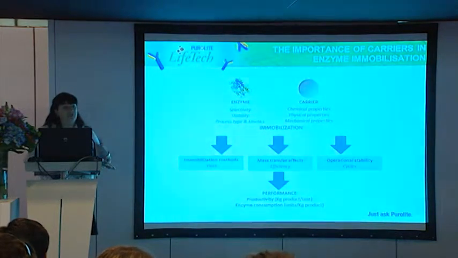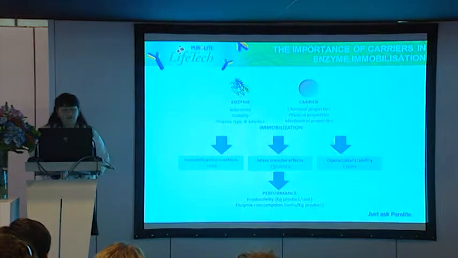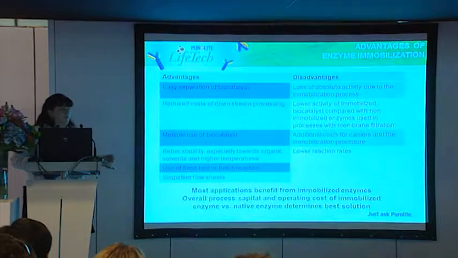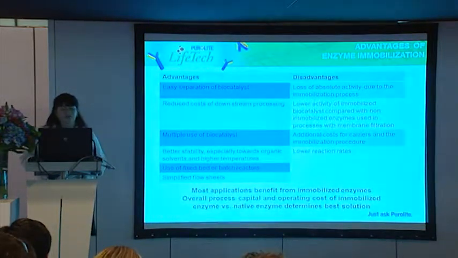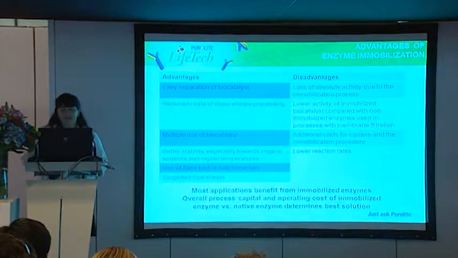So industry is moving to larger and larger scale applications, and we need to provide resins that are robust, that can be used for many, many cycles. Having an efficient immobilization method will give a high productivity, so a lot of product per unit of enzyme consumed. Of course, there are some advantages and disadvantages, but here I don't want to convince you about the benefits of enzyme immobilization.